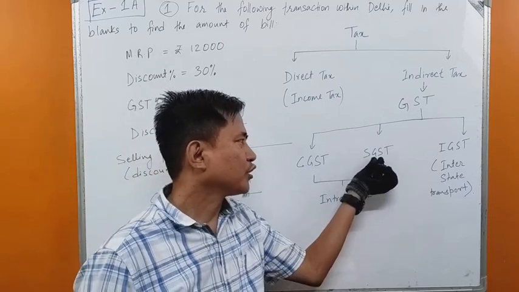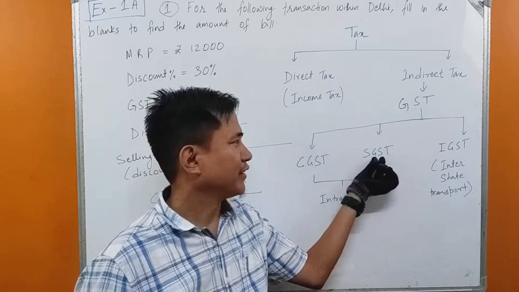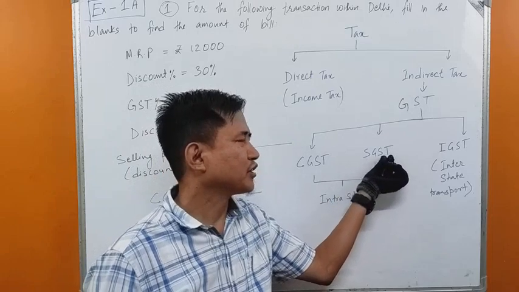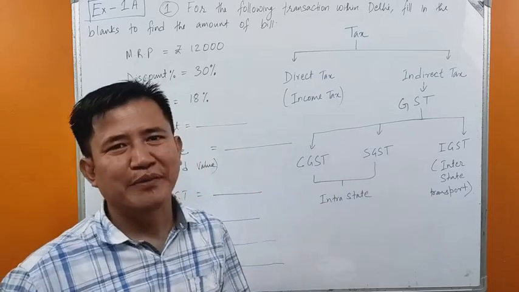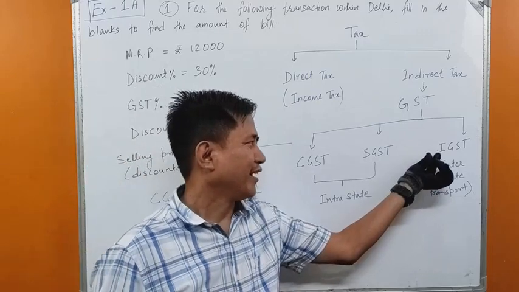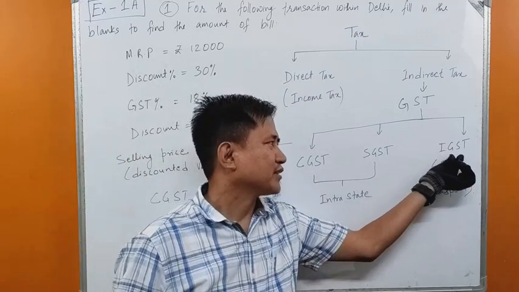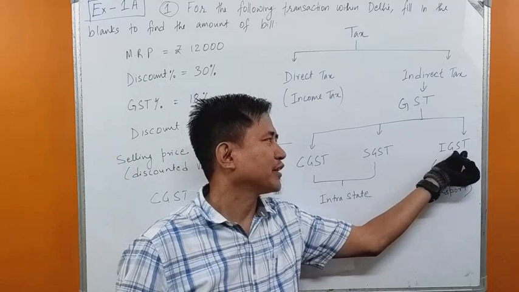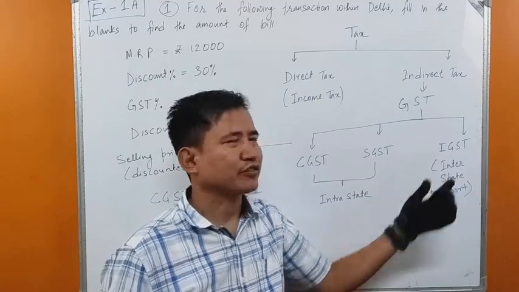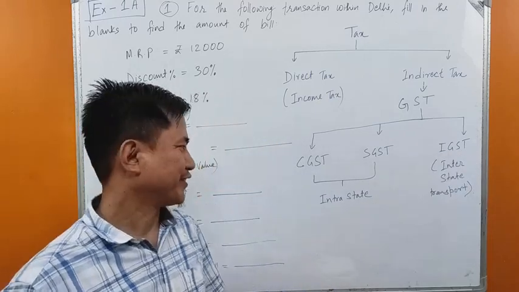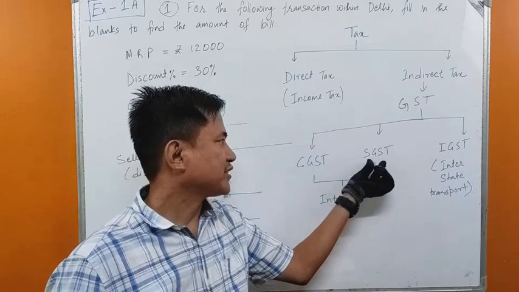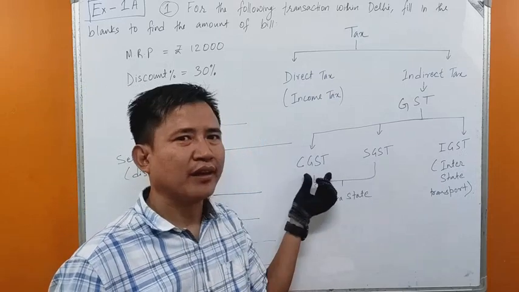SGST, State Goods and Services Tax, okay? State Goods and Services Tax, and this is collected by the state government, okay? And the last one is IGST, Integrated Goods and Services Tax, and this is also collected by the central government, okay? Now we have CGST and SGST, okay?